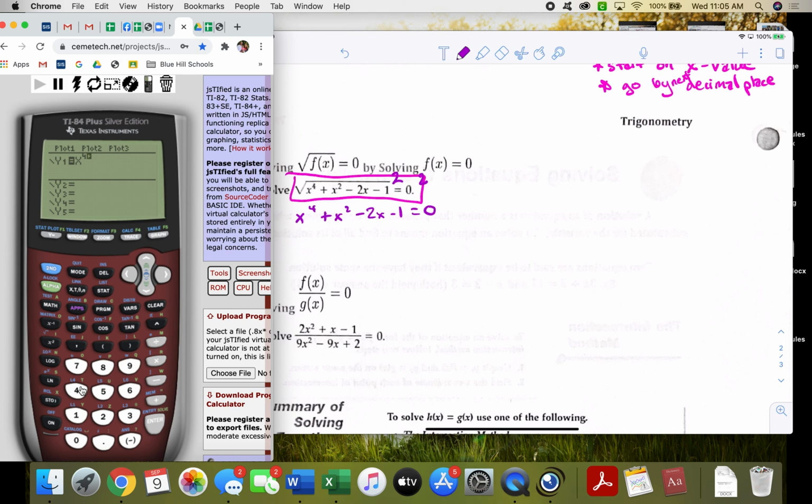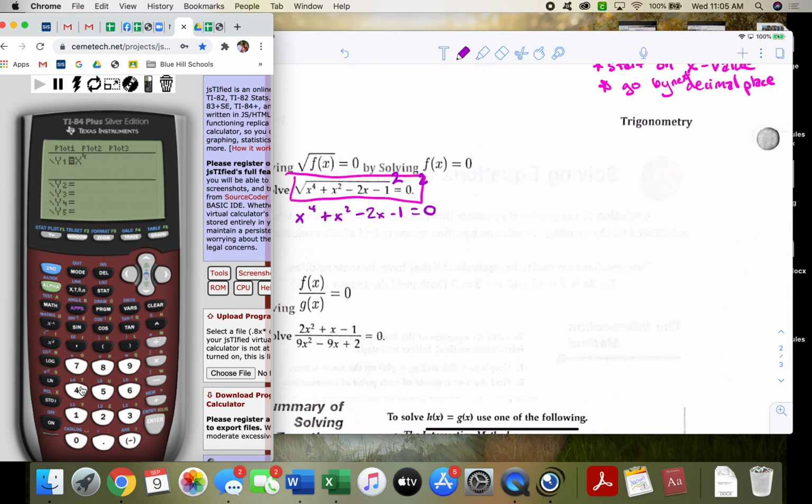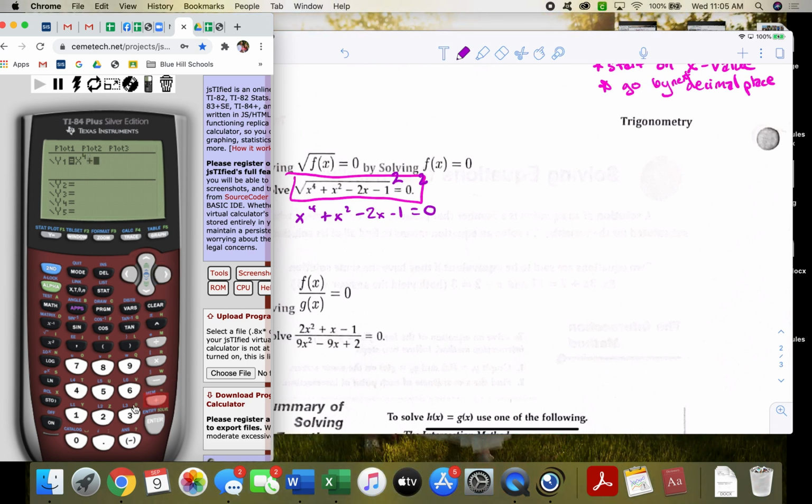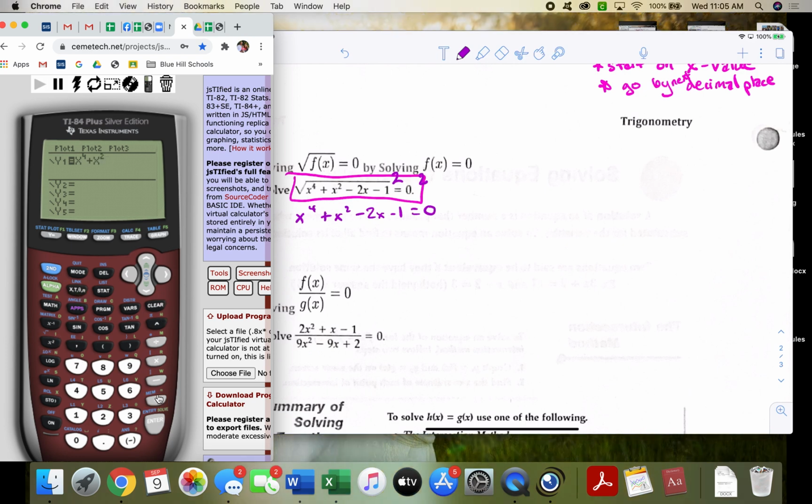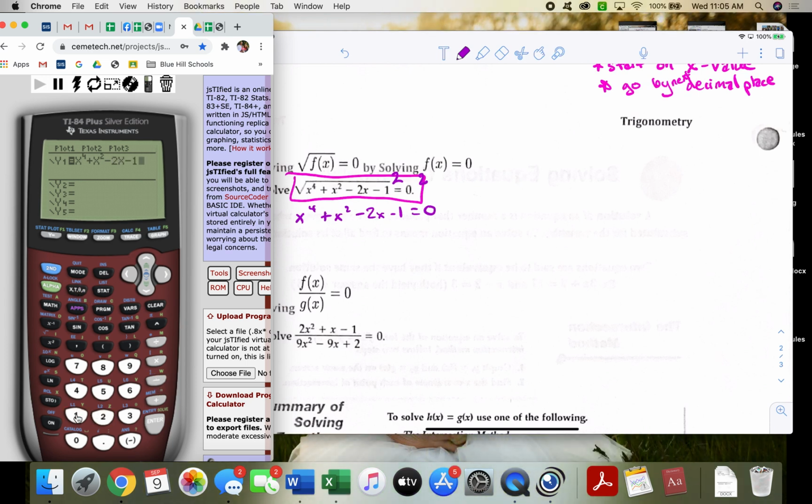No, because if I minus just one, square everything that's underneath there, the square root will be gone, and 0 will be on the other side. So everything falls out underneath. It's just the square root canceling the square root out. Okay, so x to the 4th plus x squared minus 2x minus 1. So get him typed in there, and we will graph him and see what he looks like.